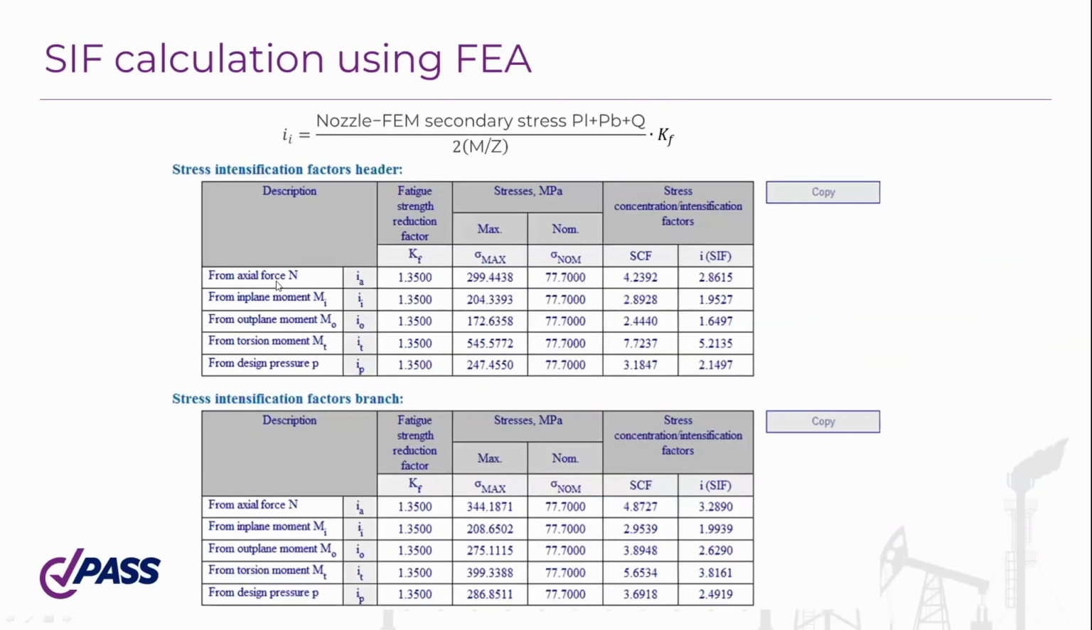This is what the output report looks like. For example, here you see the stress intensification factors for the T element, for the header, and for the branch. We have several stress intensification factors for axial force, in-plane moment, out-of-plane moment, torsion moment, and for pressure. Here you see the fatigue strength reduction factor, the maximum stress from the shell model, from the finite element method, and the nominal stress from the beam model. After that, you can calculate the stress concentration factor, and finally calculate the stress intensification factor.